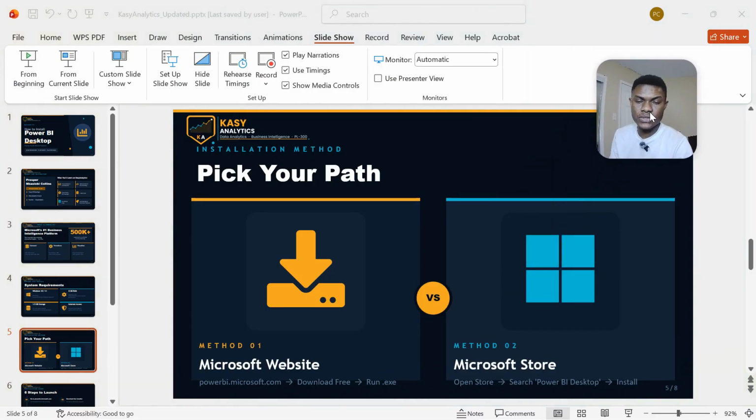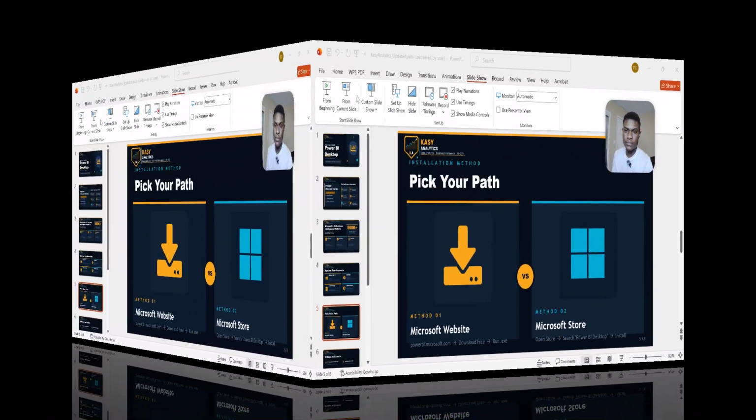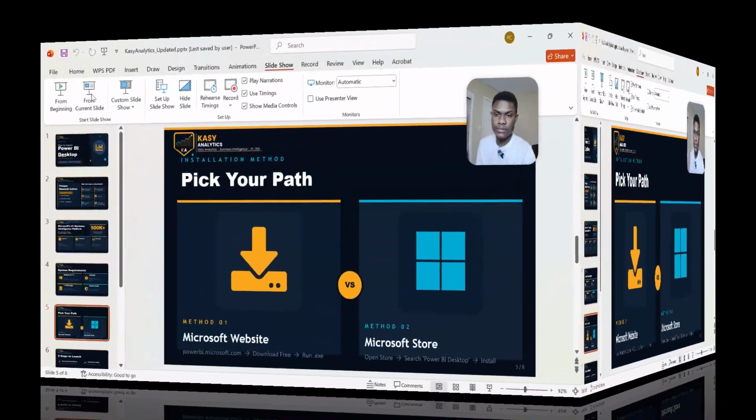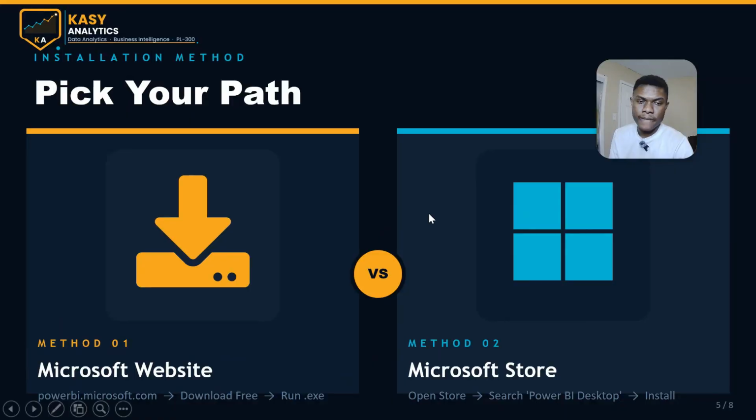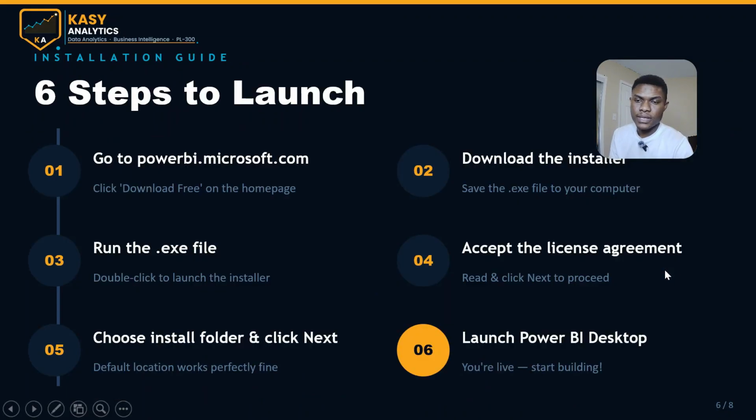So I've showed you two ways to install Power BI: through the Microsoft website and through the Microsoft Store. You understand? These are the process. Go to Power BI, download the installer, run it, accept the agreement, choose the installer folder, and launch, which I've showed you practically.